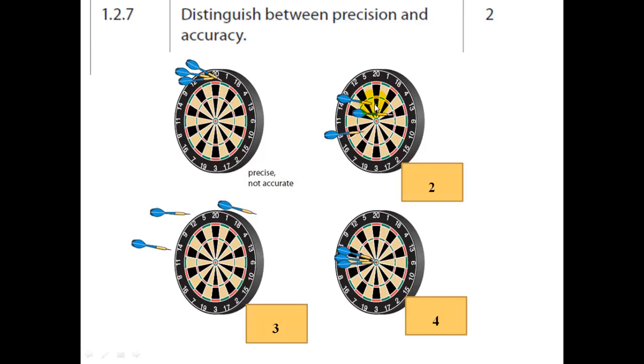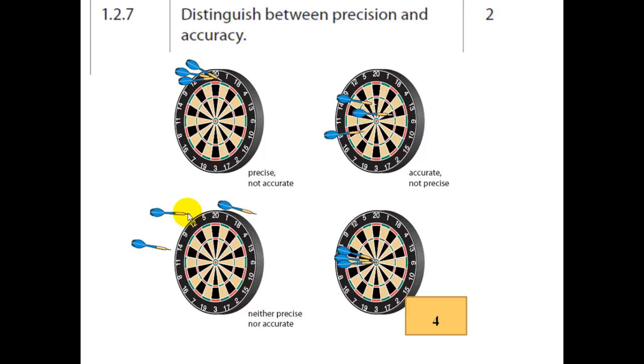Number two, this is not very precise because the darts are fairly well spread out. However, if you took an average, you're going to end up with more or less where the bullseye is. So it's actually quite accurate, but it's not very precise. The third one, this is not very precise because all the points are spread out, some kind of a very large random error. Also, they all seem to be high to the left, so there's a systematic error as well. So it's not precise and it's not accurate.